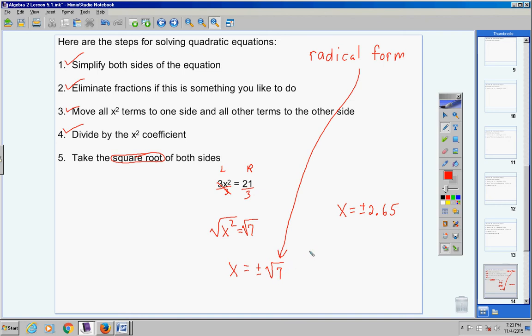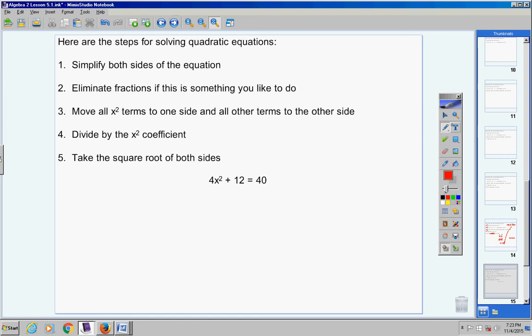So make sure you know how to write both of these forms and make sure you know when to, okay? Let's try another problem. Step 1, simplify both sides of the equation. Well, guys, I cannot do any simplifying over here. There's no like terms. I cannot do any simplifying over here.